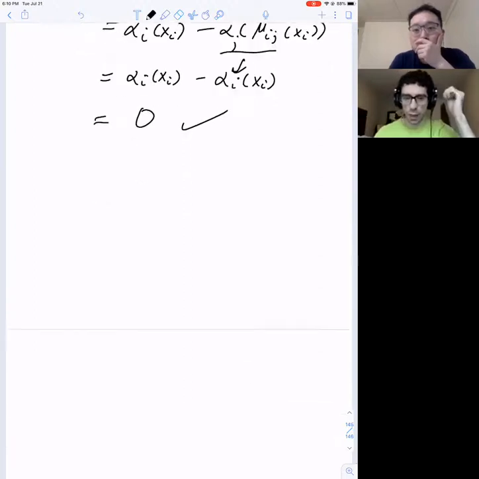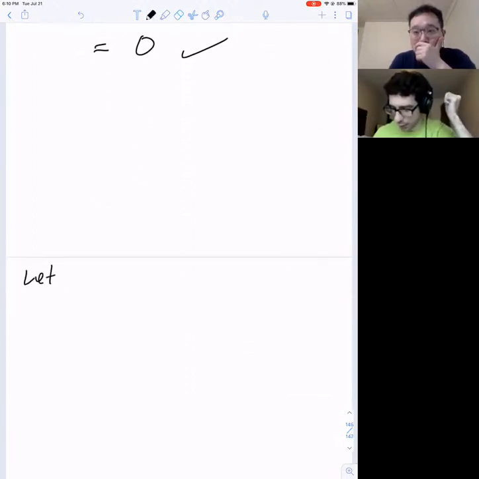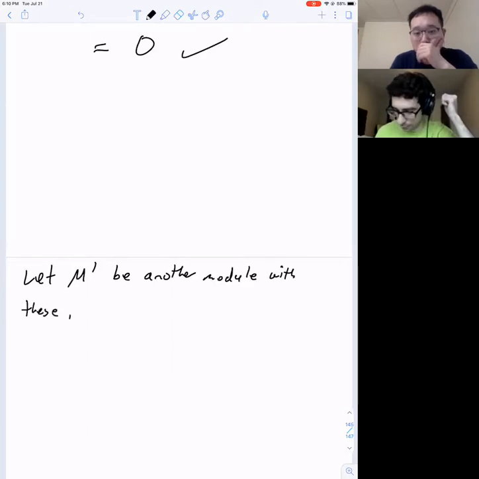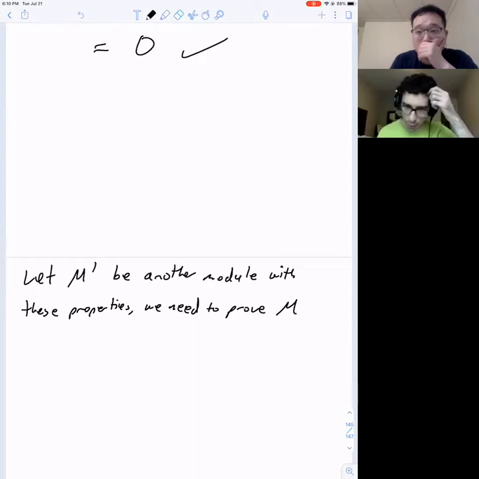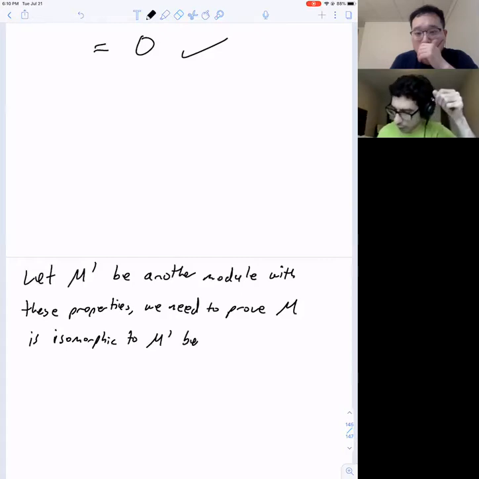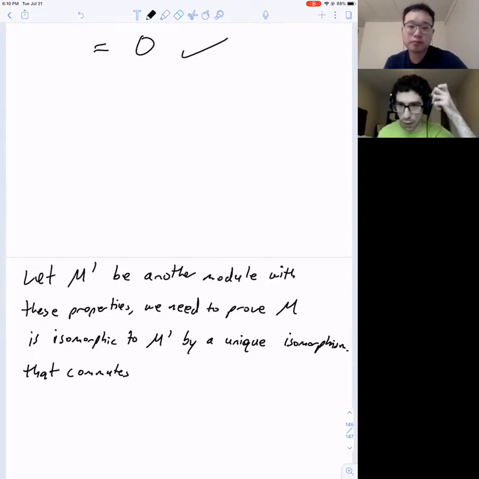Okay, so we haven't proved anything yet. So I'm going to say let M prime be another module with these properties. We need to prove M is isomorphic to M prime by a unique isomorphism that commutes with alpha_i.